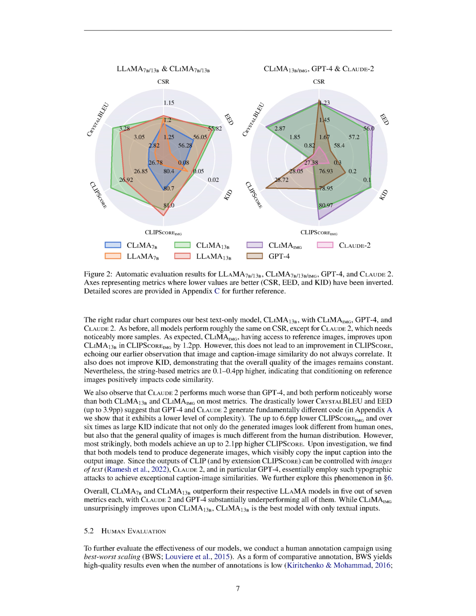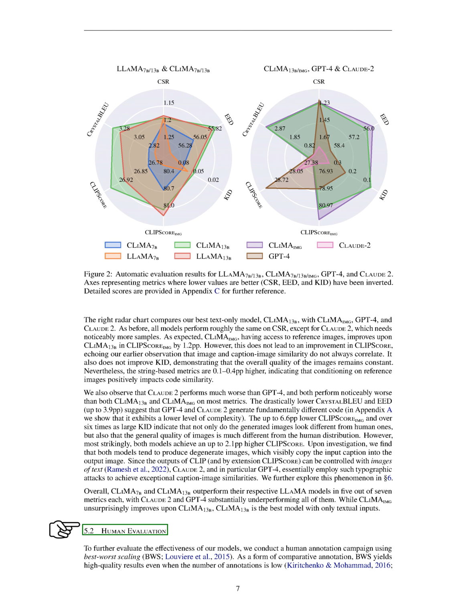The results show that larger models generally outperform smaller models, and integrating image inputs has a predominantly positive effect on performance. However, the correlation between image and caption image similarity is not always consistent, and some models tend to produce degenerate images that copy the input caption. Overall, CLIMA 7B and CLIMA 13B perform better than their respective models in most metrics, while CLIMA IMG improves upon CLIMA 13B in terms of image similarity.